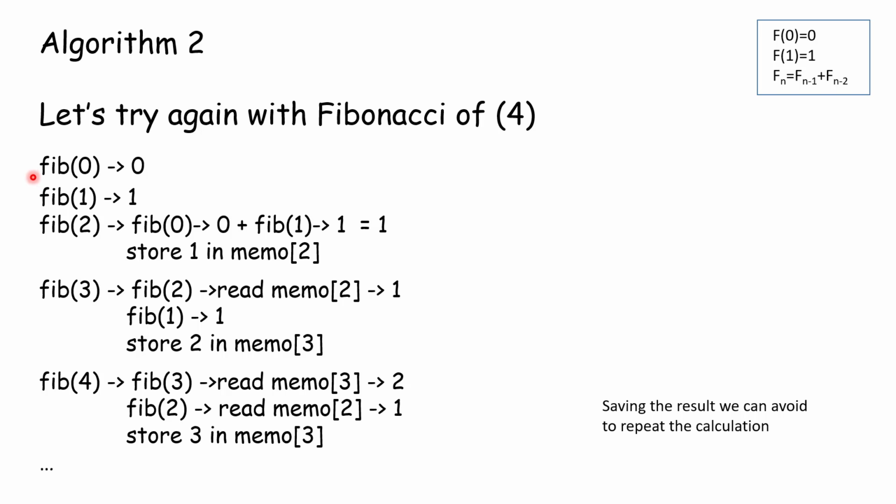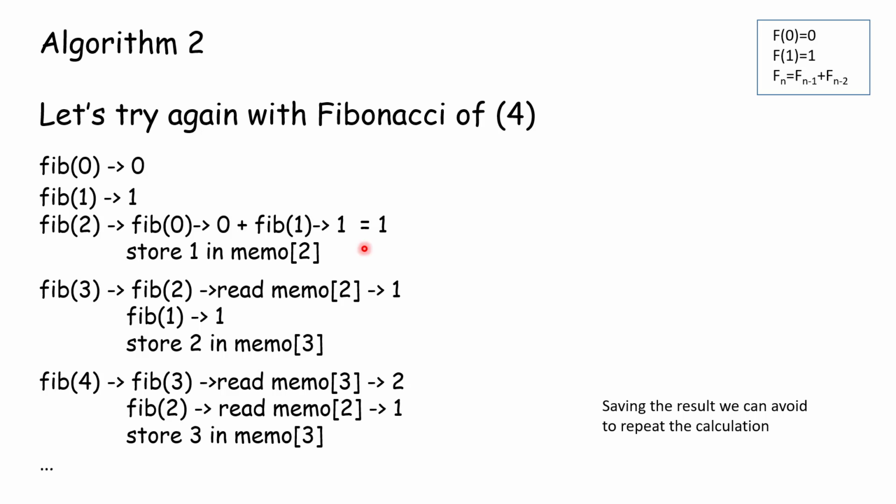Fibonacci of 0 is 0, and Fibonacci of 1 is 1 because they are given. When we have to calculate the Fibonacci of 2, we have to sum the Fibonacci of 1 plus the Fibonacci of 0 that are both given, and the result is 0 plus 1 equal to 1. We can now save the result in a generic array, saving at position 2 the value 1.